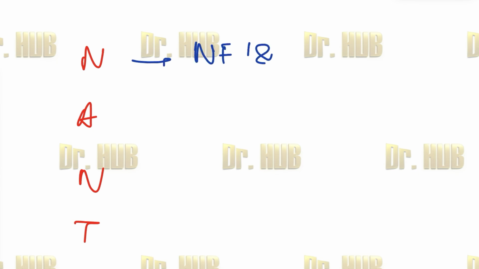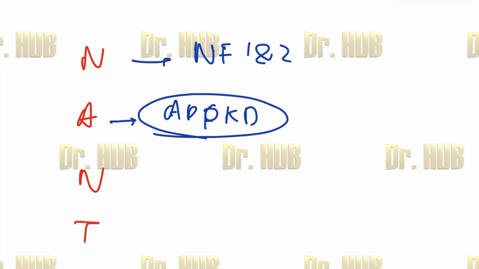Next we move on to the NAN, N-A-N, dominant. N here stands for neurofibromatosis, and this can be type 1 and 2. Then comes A, autosomal dominant polycystic kidney disease, so we call it ADPKD. And then moving on, the N is for Noonan syndrome. There are very few diseases with the letter N. So it is Noonan disease.